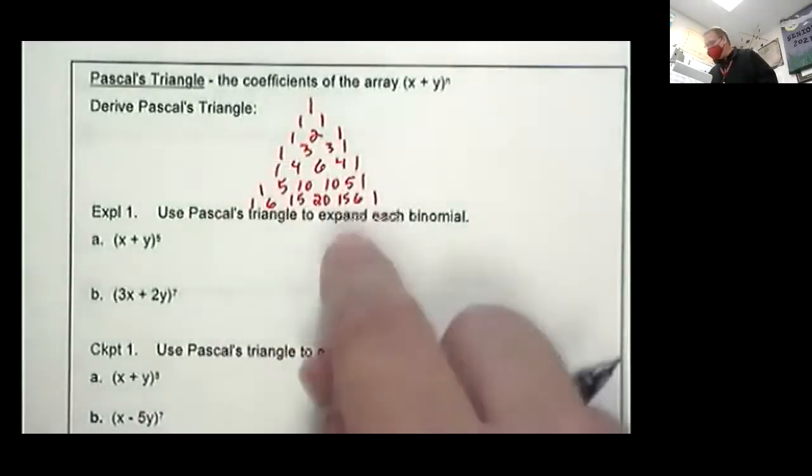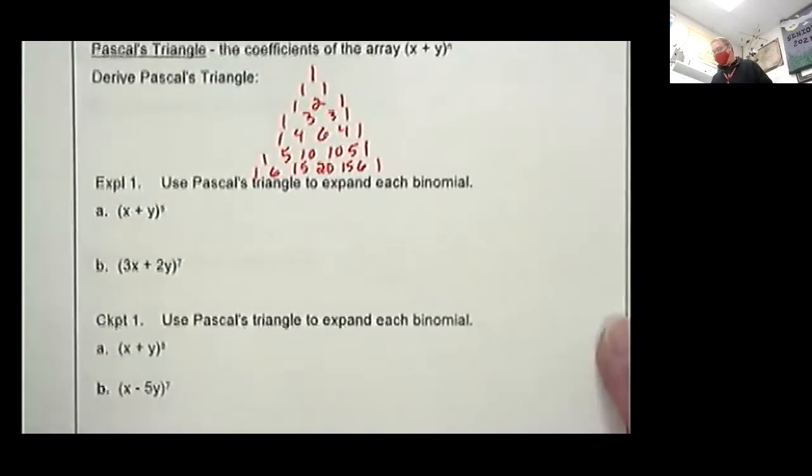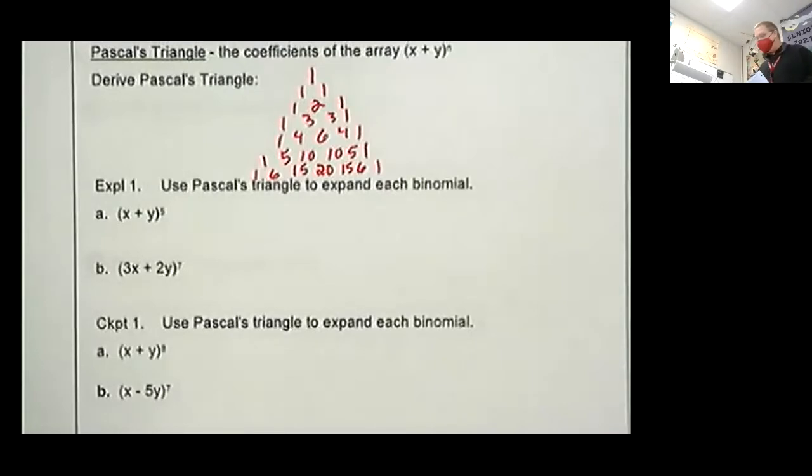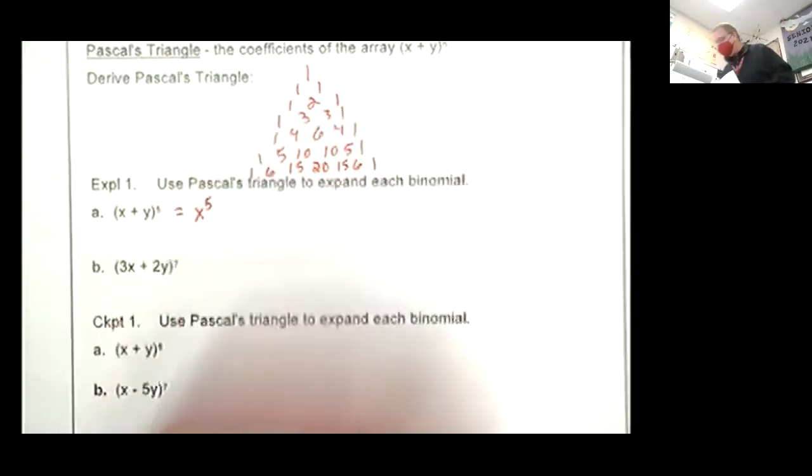How do we use this? Well, again, we can use this as a pattern to do our expansion. Let's look at some examples. Example 1, letter A, use Pascal's triangle to expand each binomial. So now we're looking at (x + y) to the 5th. Again, let's walk through this without looking back at anything and just using the rules we talked about. Well, we know the first one is just going to be x to the 5th.